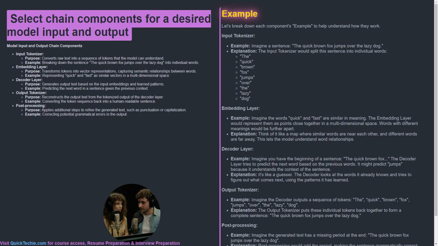Post-processing. Example: imagine the generated text has a missing period at the end: "the quick brown fox jumps over the lazy dog". Explanation: post-processing would add the period, making the sentence grammatically correct: "The quick brown fox jumps over the lazy dog." Remember, these components work together to enable models to understand and generate language.